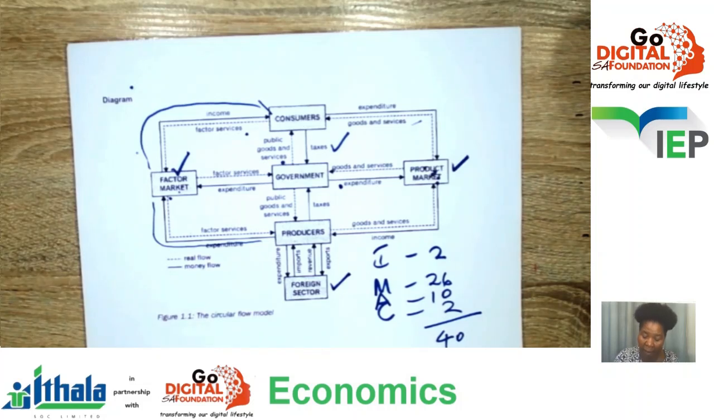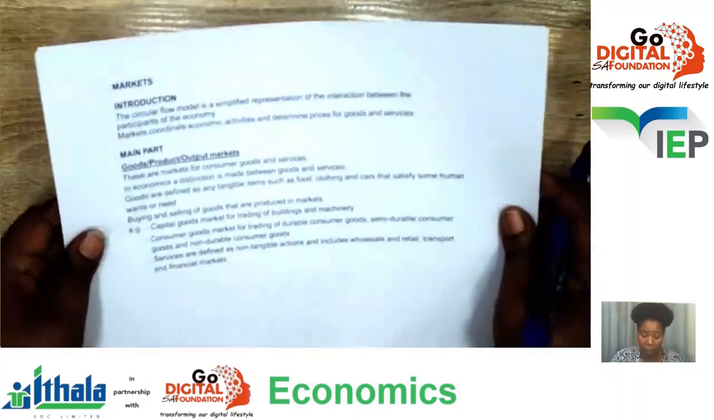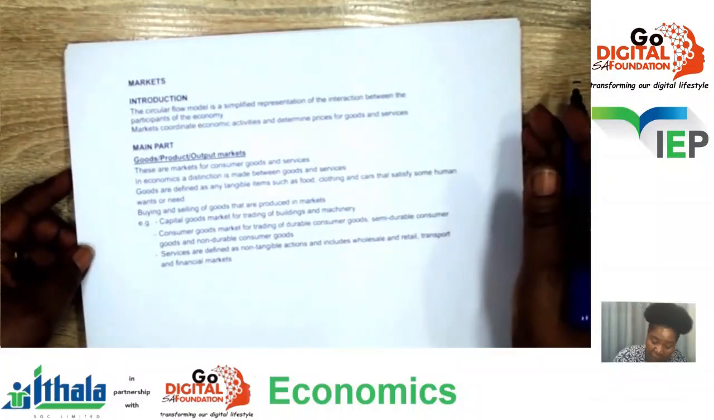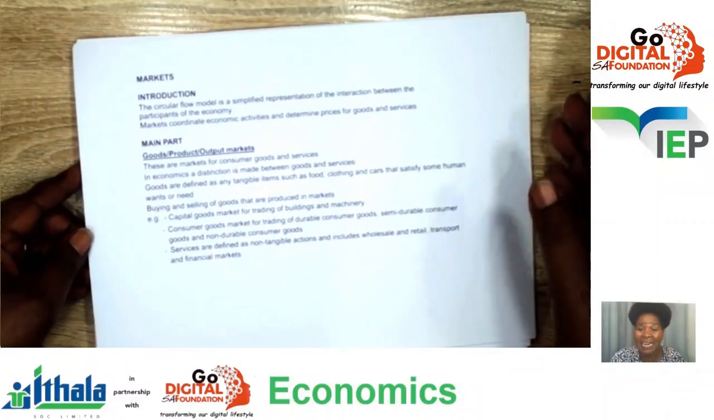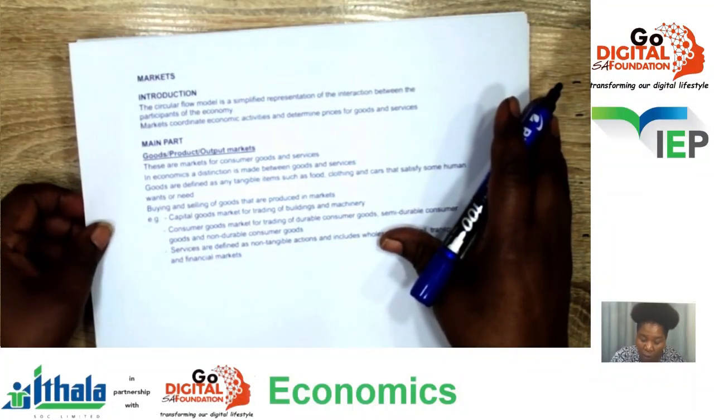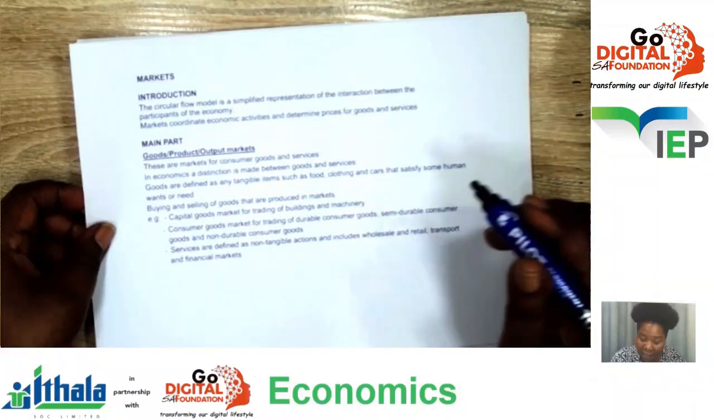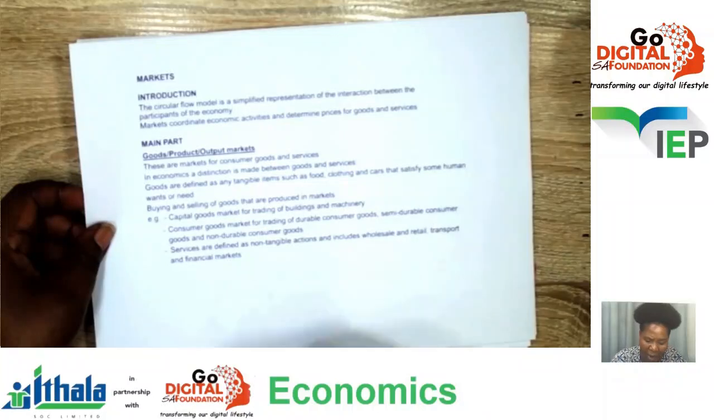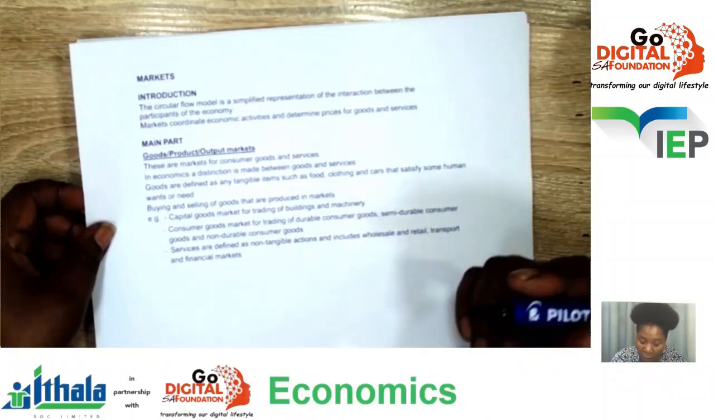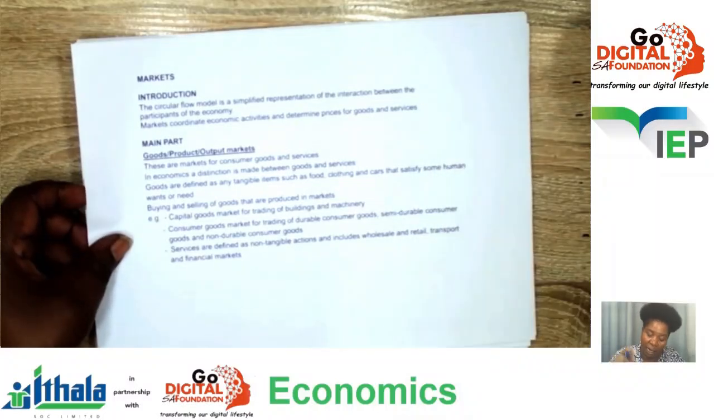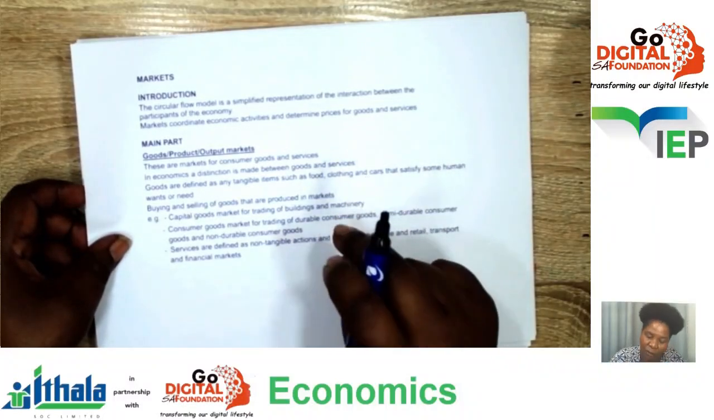Let's start with the product market. Some books call it a goods market, some books call it an output market. Here we're talking about all these consumer goods and services that are obtained, either food or clothing or cars. Here we buy and sell goods that are produced in the market. In this one, it's for your benefit.